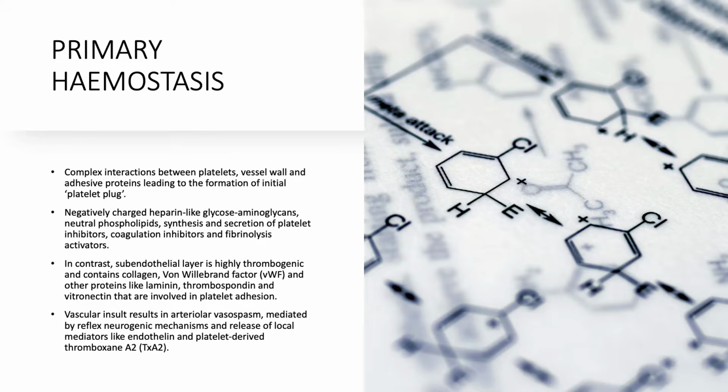Vascular insult results in arteriolar or other blood vessel vasospasm mediated by reflex neurogenic mechanisms and the release of local mediators, and you will also see that endothelin and platelet-derived thromboxane A2 are also responsible for the initiation of this reflex.